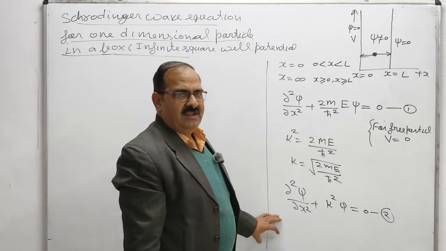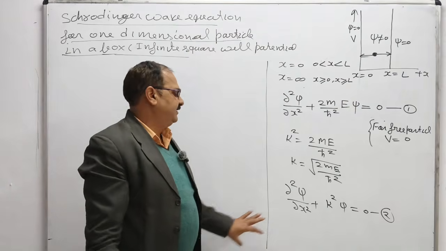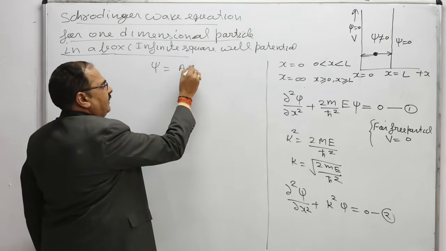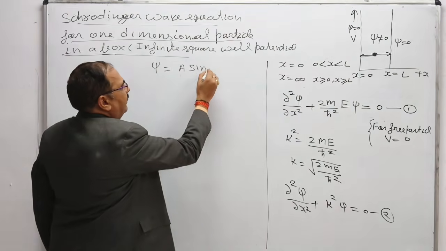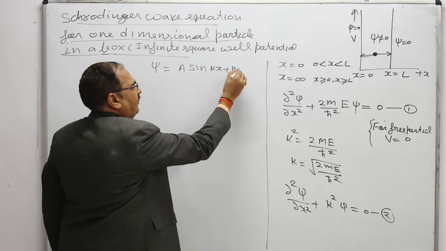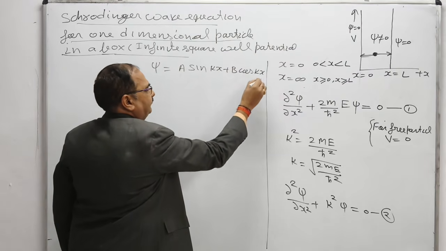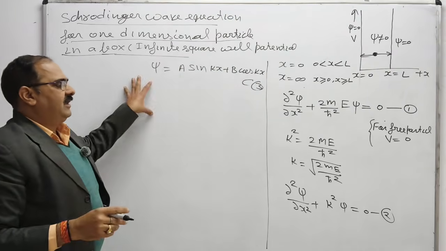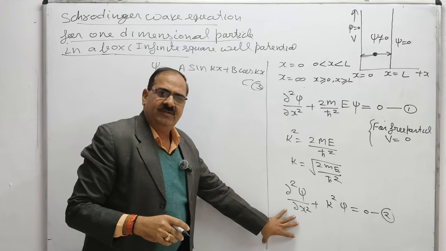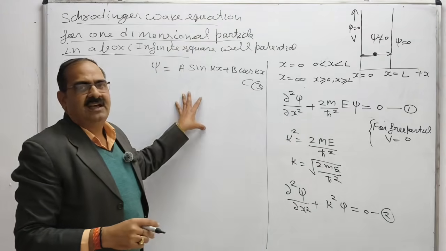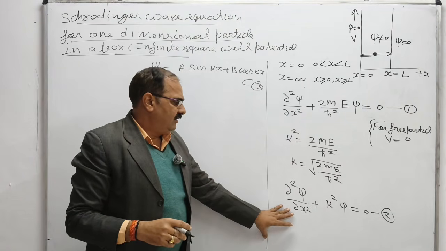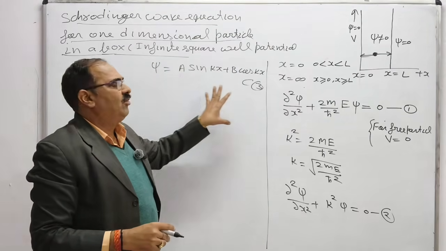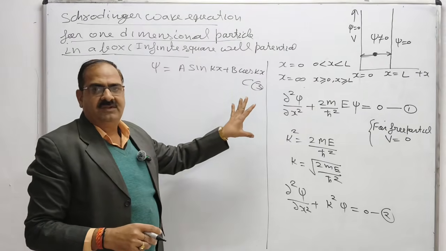The solution of such an equation is psi is equal to A sin kx plus B cos kx. Equation number 3. The solution of equation number 3 is the solution of the second equation. For this equation, the boundary conditions will be used.